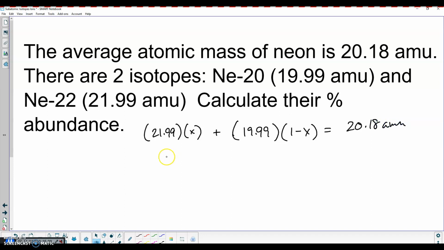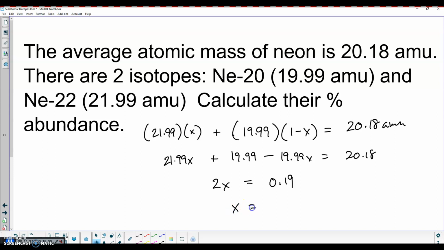Okay, now I'm going to distribute. 21.99X plus 19.99 minus 19.99X is 20.18. Combine like terms. This is going to end up being 2X. And if I subtract 19.99 from both sides, this is 0.19. If I divide both sides by 2, X is going to give me 0.095. And so that is, once again, the percent of this guy.